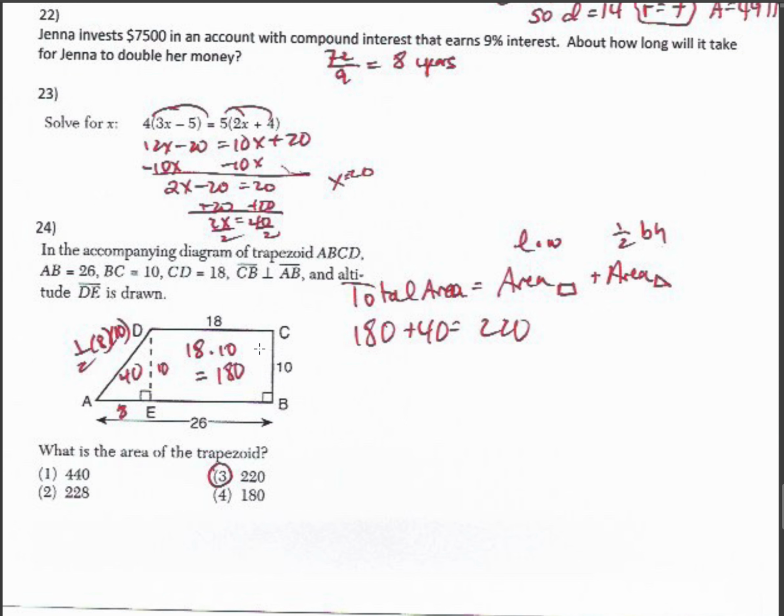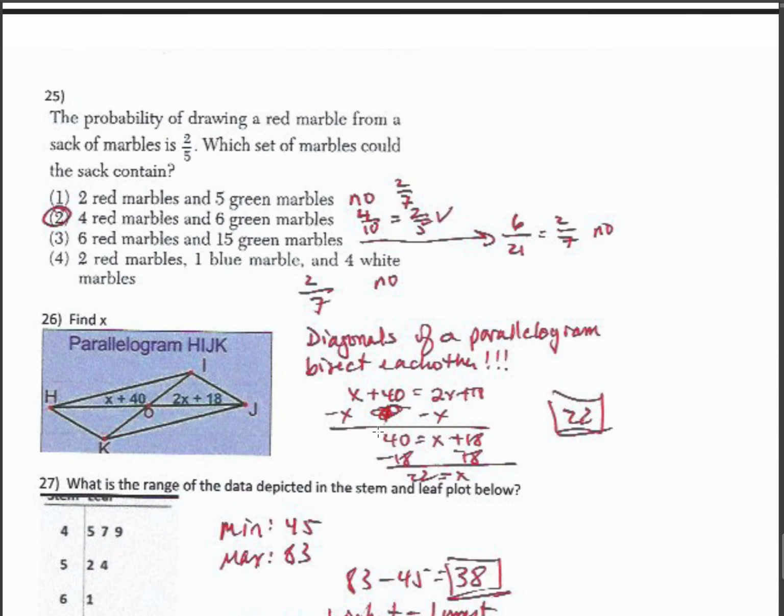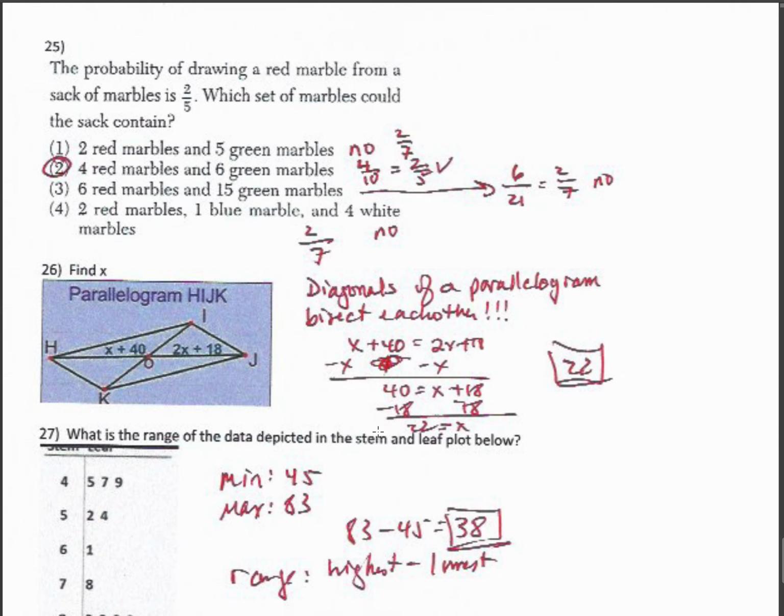And then the triangle here is half the base times height. Now, if the top is 18 and the bottom is 26, that means the piece from A to E, the piece that's longer, has to be 8. And it already said the height was 10. So 8 times 10 is 80. Cut that in half and you get 40. So one area is 180, the other area is 40. Add them up, 220.